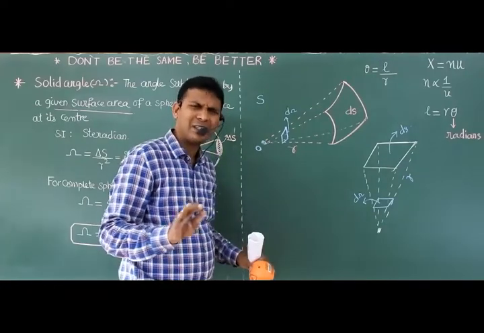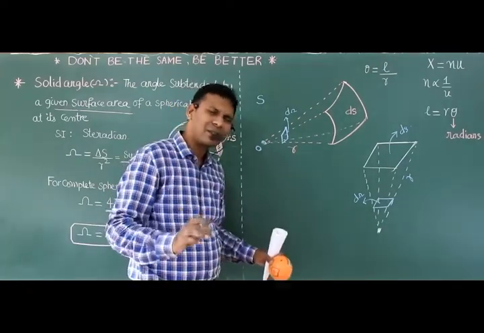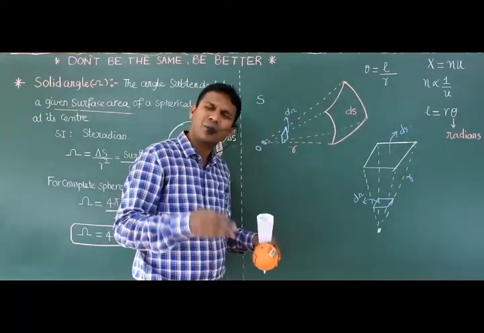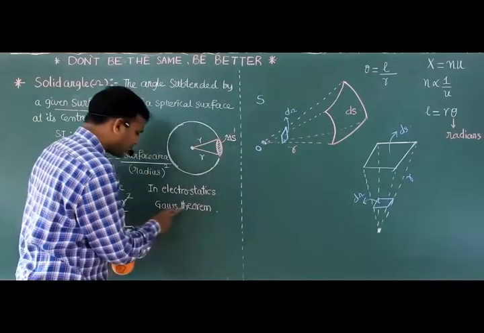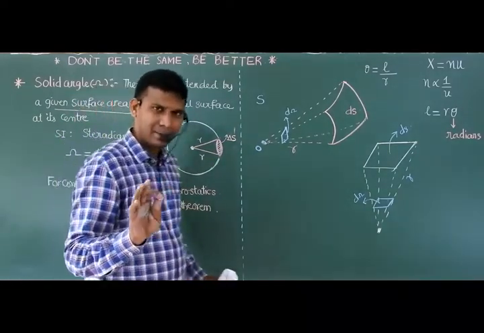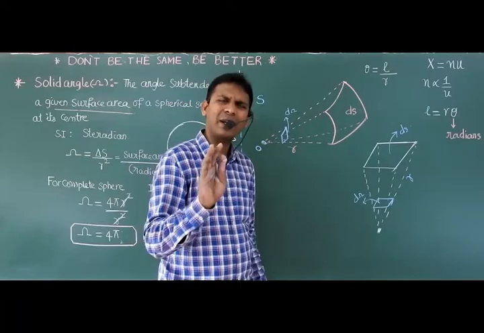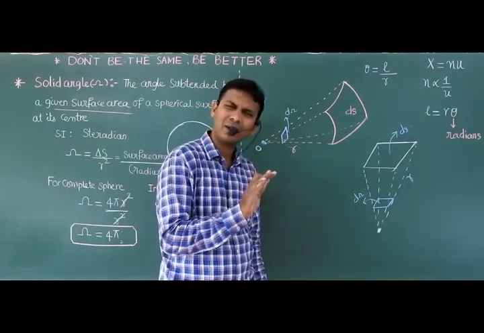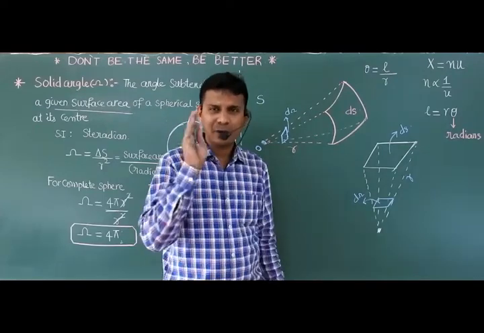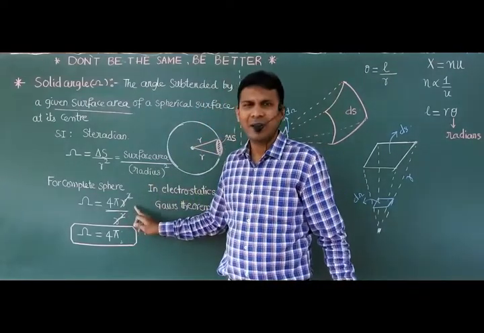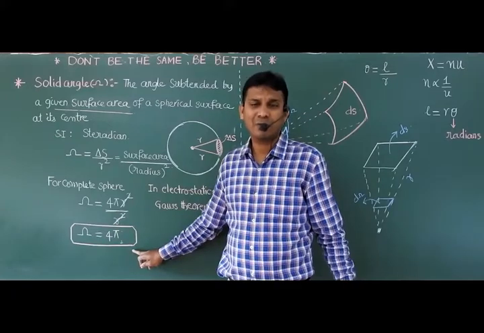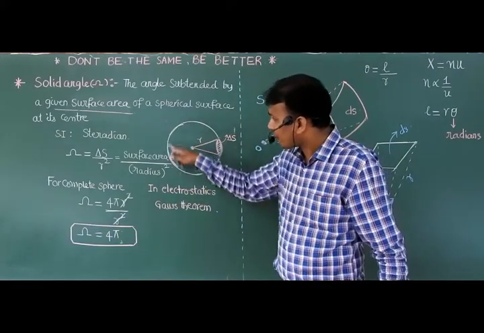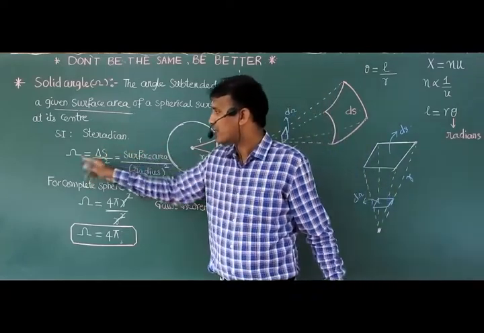This much information is enough, because in our PUC first year and second year we don't want to use this concept repeatedly. Only in Gauss theorem we are using this concept. For the board exam, only the definition is important. How you get 4π from the derivation is not at all required. Just remember, for one complete sphere, the solid angle is 4π.